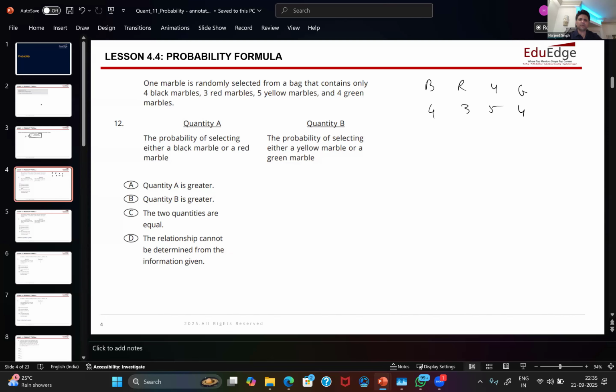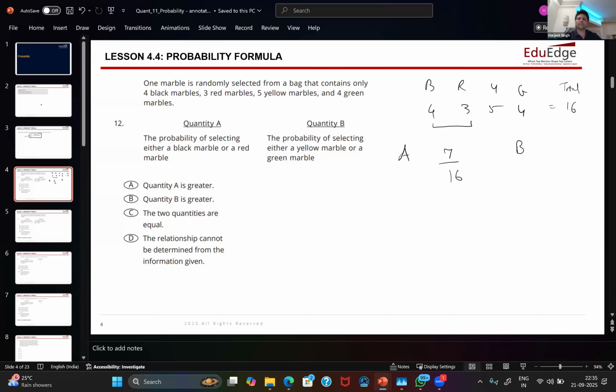Quantity A is the probability of selecting either a black or a red marble. So A is what? Black or a red. Can I say those are 7 choices? So it will be 7 divided by, and how many total? 7, 12, 16. So A is 7 by 16.